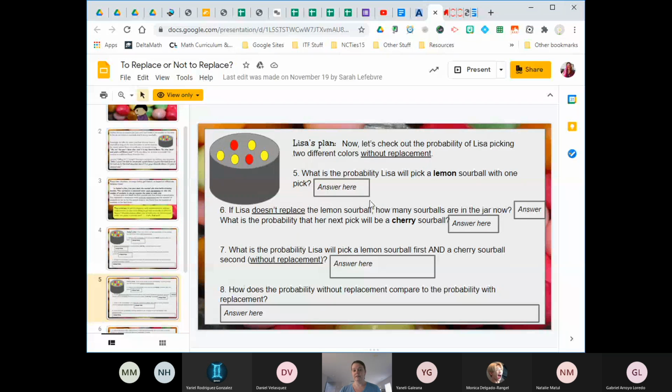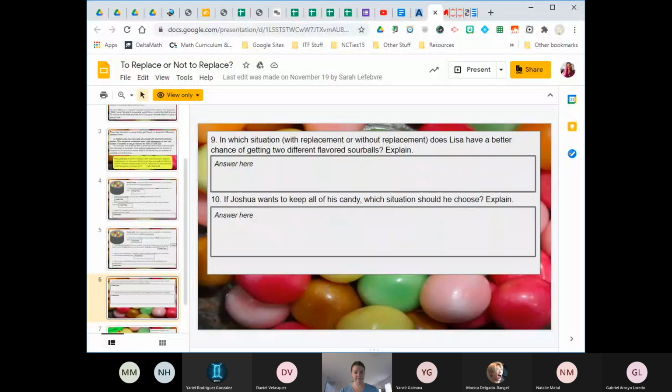Then we're going to do Lisa's plan, which is without replacement. So she's going to pick a lemon out, or say she picks a lemon out, probability. How many are in the jar after she takes one out? And then out of what's remaining, the probability of cherry. So if there are 6 in here, she takes one out. You're not going to say that the probability of cherry is out of 6 because there's not 6 in there anymore. Figure it out. Remember, this is "and," so this times this. And then answer the question.